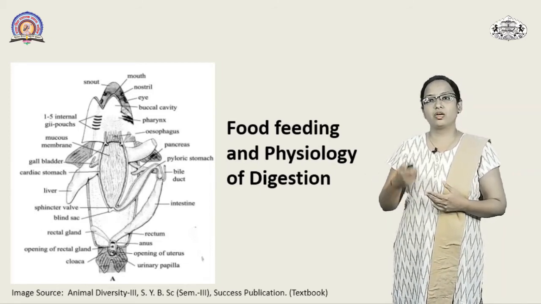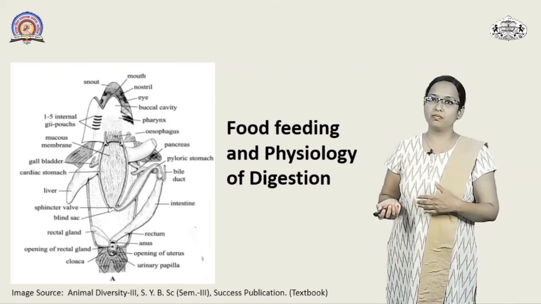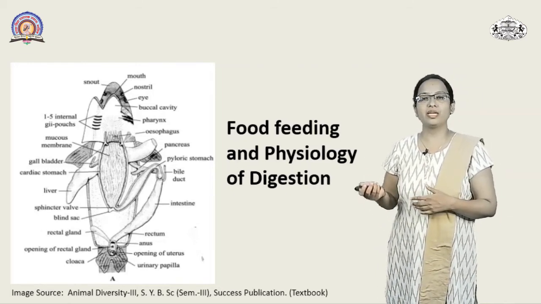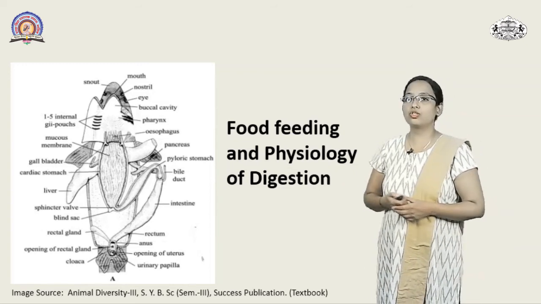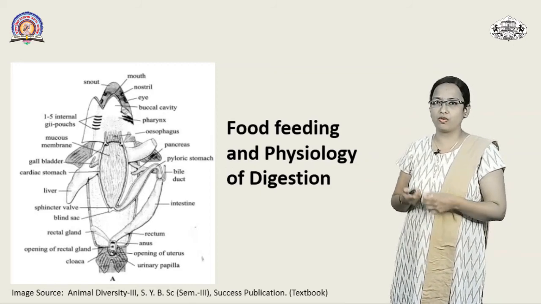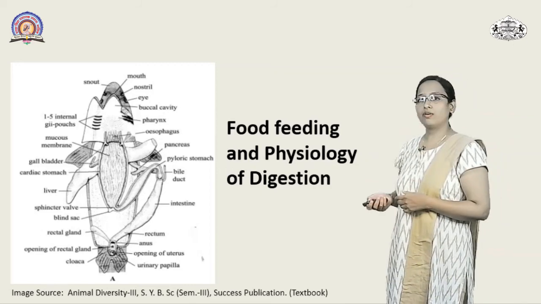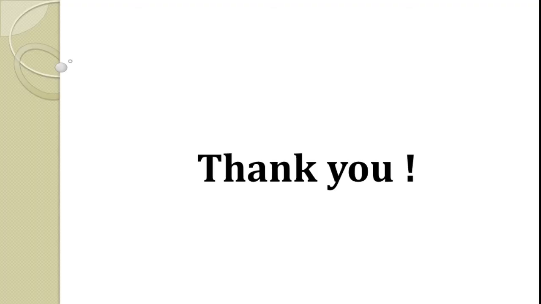Later on, the undigested food material will enter the rectum, and from the rectum to the cloaca, and then it will be ejected out through the cloacal aperture. So this was all about food, feeding and physiology of digestion. We are done with this particular topic, and thank you for listening to the lecture. Thank you so much.